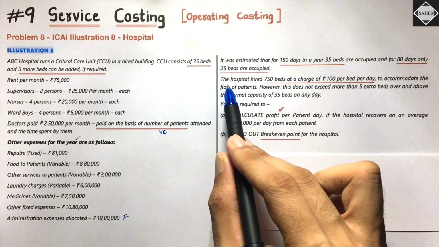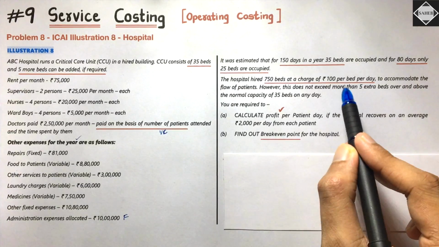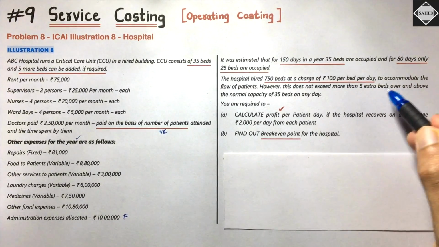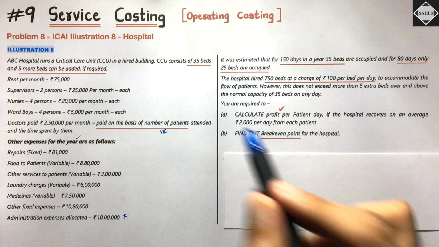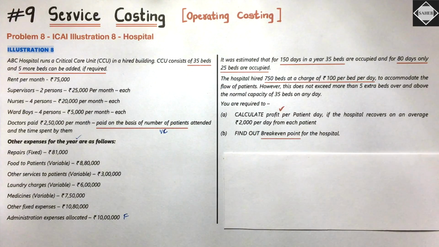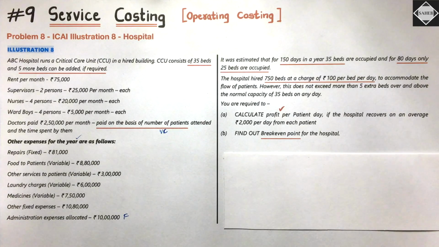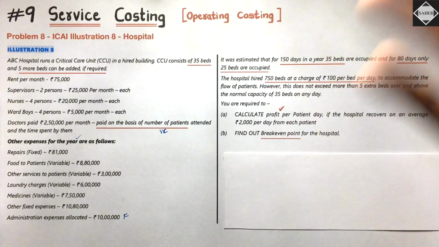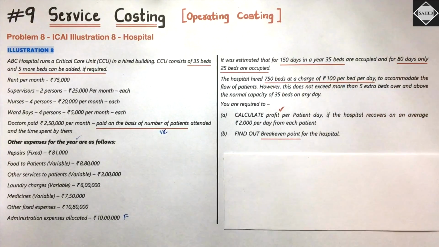And then they are saying the hospital hired 750 beds at a charge of 100 rupees per bed per day to accommodate the flow of patients. See, understand, they told you we have 35 beds in our hospital fixed, but if there is a need, then we can hire 5 more beds. So in total, how much capacity is there? Total capacity only 40, only that much space we have for 40 beds. So how can they say in the question 750 beds we have hired? Is it possible to hire 750 beds? It's not possible. So what is that?